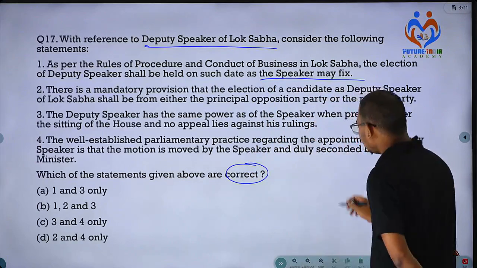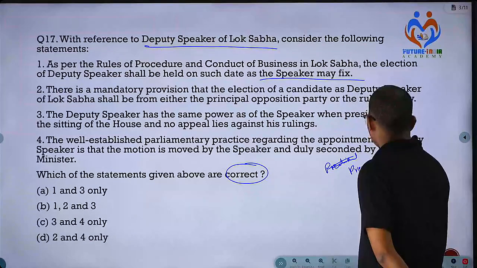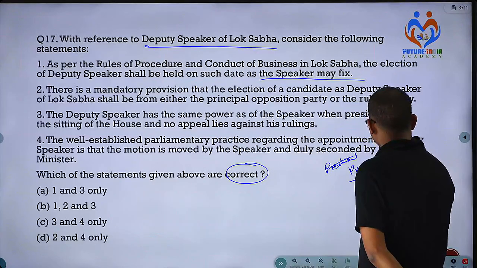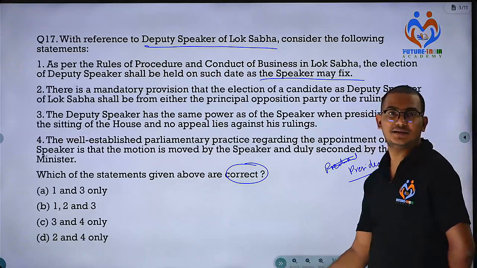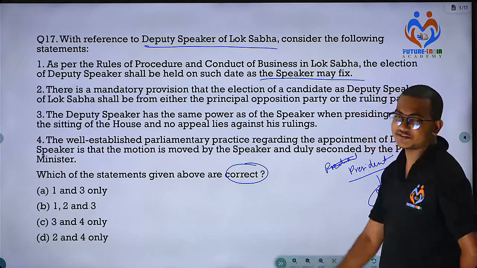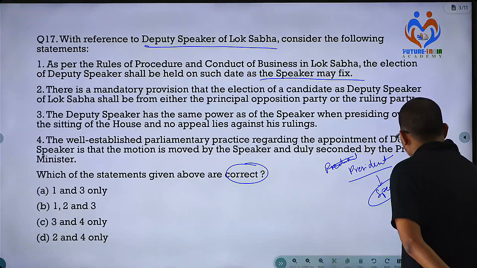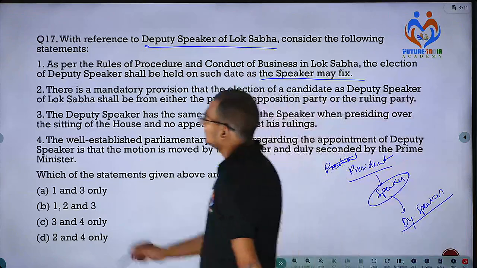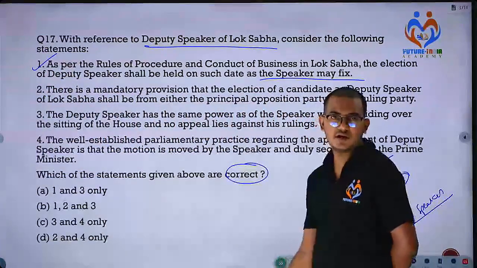Actually what happens is, the president will fix the date of the election of the speaker. On this day, the speaker will be elected. Once the speaker is elected, it is the discretion of the speaker to conduct the election of the deputy speaker. These are there in the rules of the Lok Sabha. So actually this statement is correct. First the president will fix the date for the speaker, and then the speaker will fix the date for the deputy speaker.